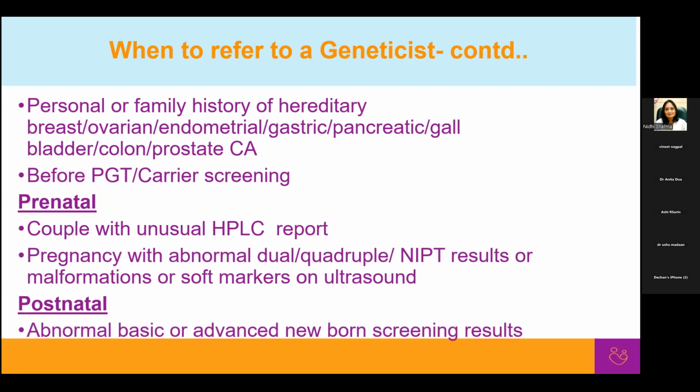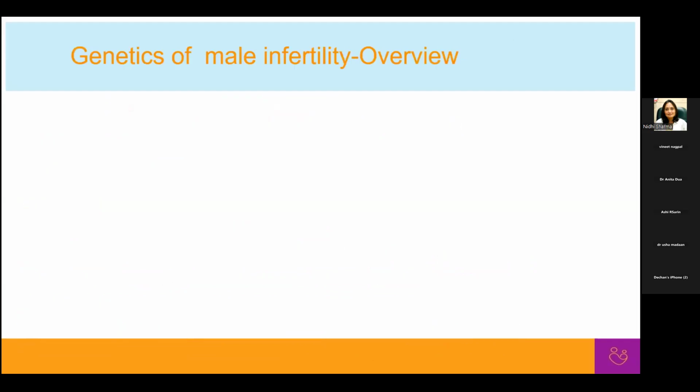So abnormal basic or advanced newborn screening results, that is the reason for a referral to a geneticist. So before starting the case, I would give an overview of genetics of male infertility.